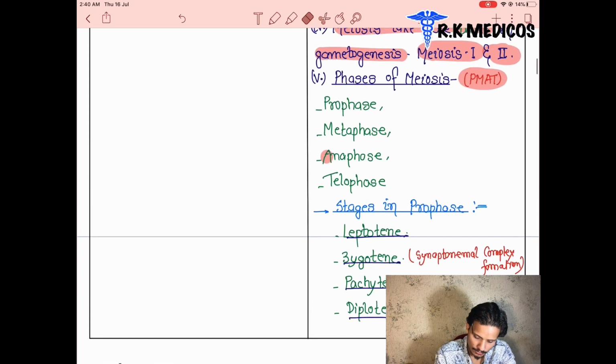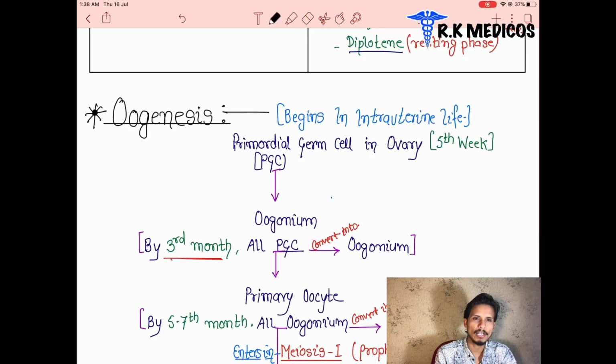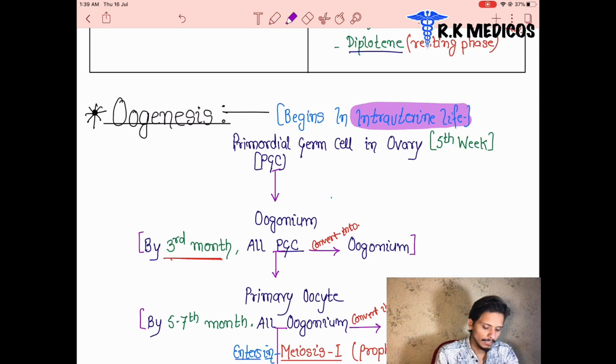Next point is oogenesis. It basically begins in intrauterine life, and I hope you know about intrauterine life. It simply means the development of the fetus in the uterus of the female. Any developing embryo in the mother is in intrauterine life. Oogenesis begins at that time.